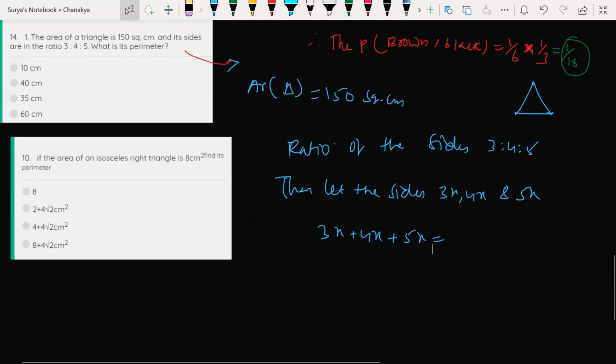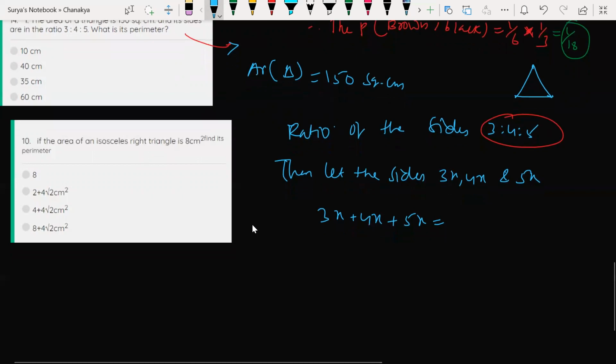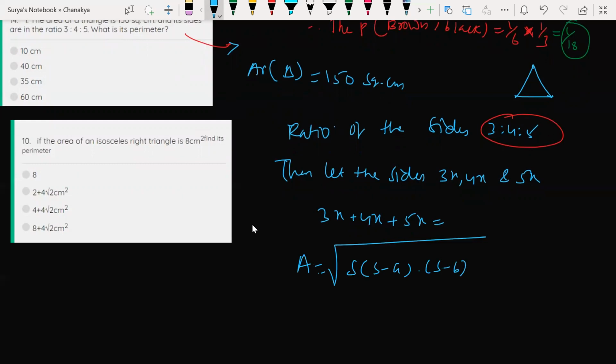All the sides are different, so definitely it is a scalene triangle. It is not an equilateral triangle. What is the area formula? Area equals the square root of S into S minus A into S minus B into S minus C. This is the formula.